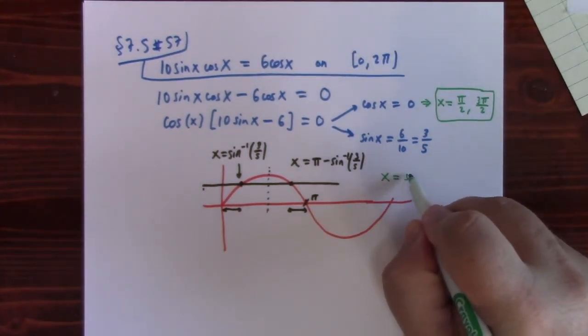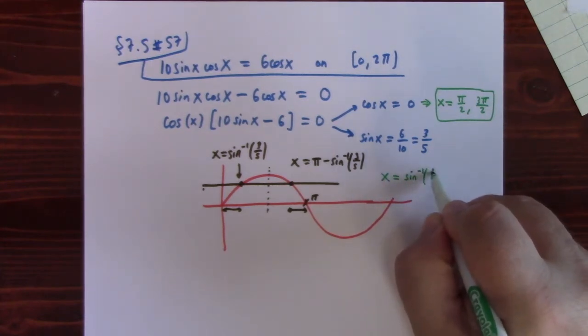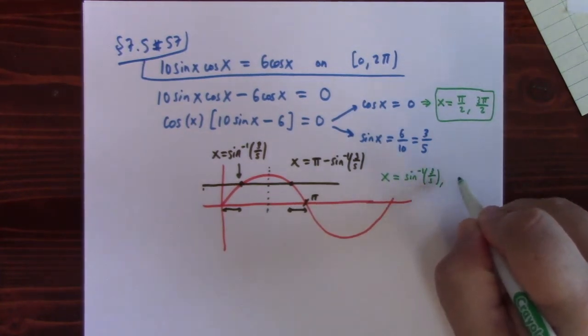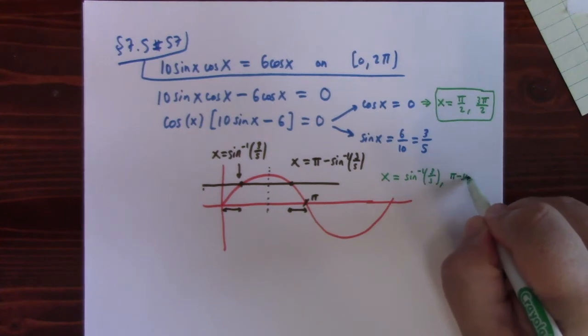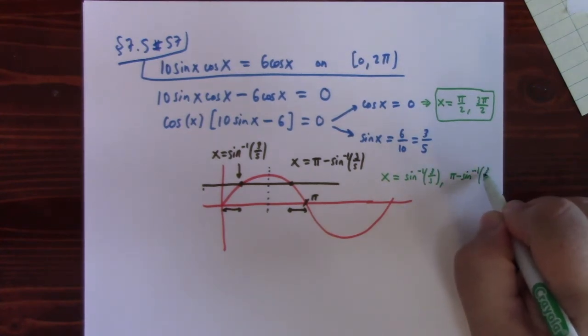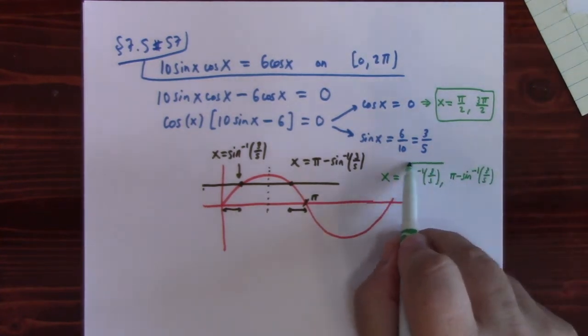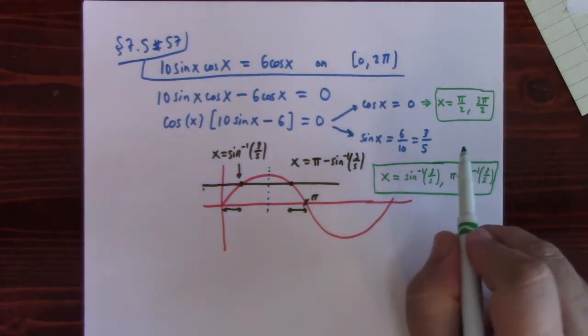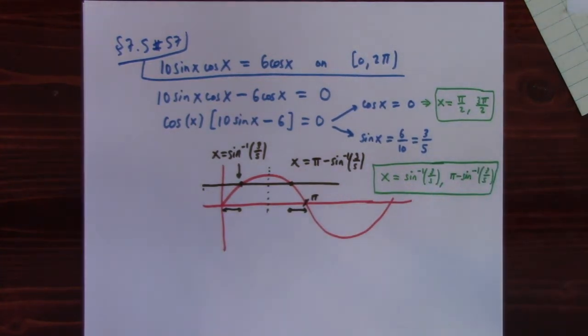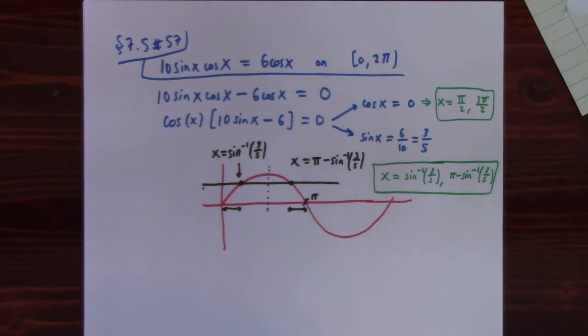x equals sine inverse of 3/5 and pi minus sine inverse of 3/5. There's your 4 answers to this problem. And those are all the answers, by the way. All right? And those are also the answers stated in the answer key. So there you go.